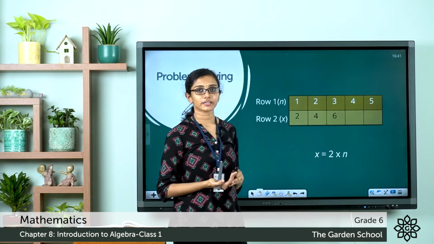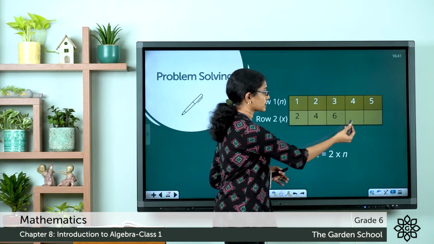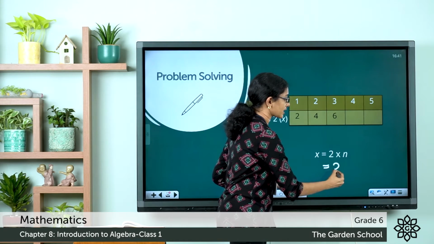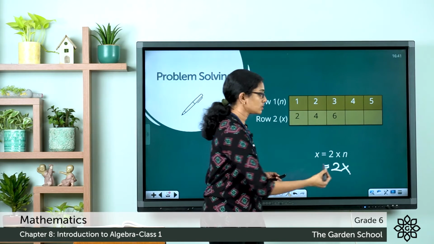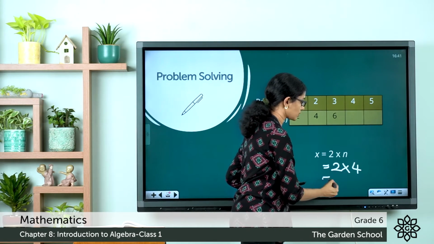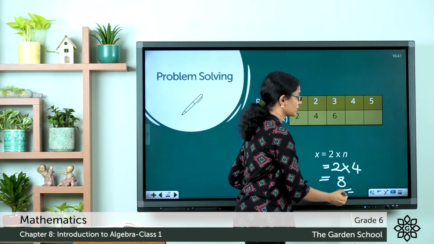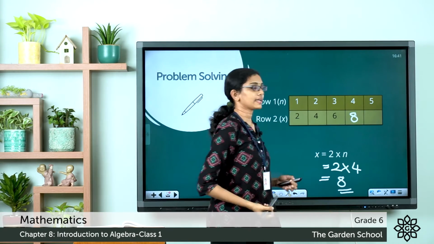Let's apply this pattern rule there. So x will be equal to 2 times n. What is n here? n is 4 here. So let's put 4 here and it is equal to 8. So here the number will be 8.